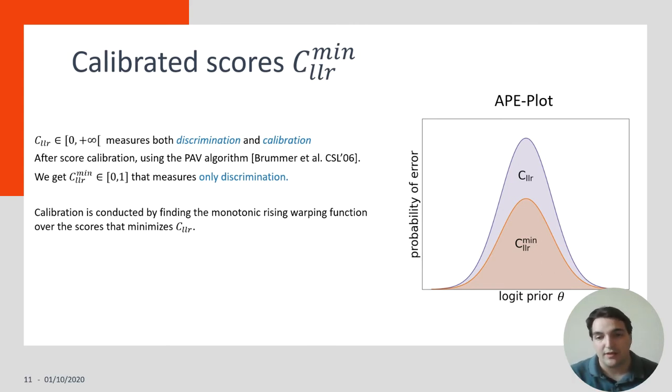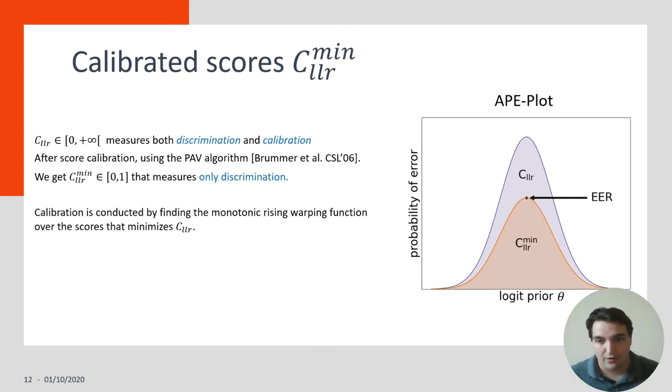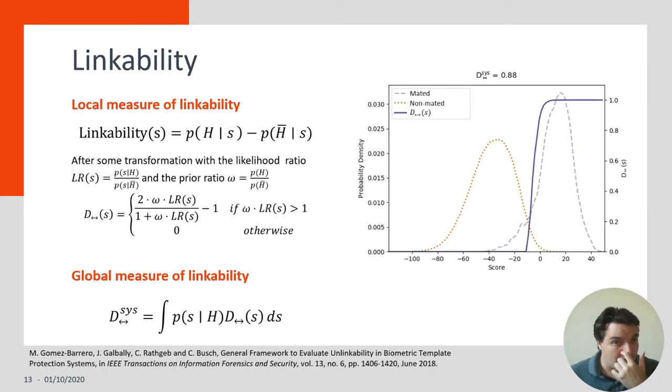You can also see it on the right figure. Even further, the EER can be found in this figure, which is the top of the curve that constructs CLLR min. Let's move to the third metric, the linkability.